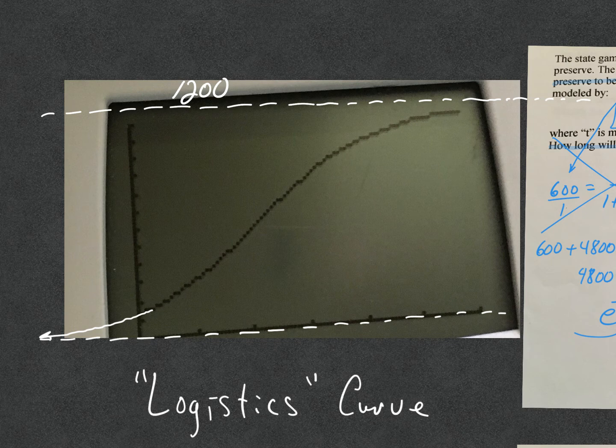And the idea here, guys, is that in this game preserve, only so many animals can survive on the natural habitat. For the food supplies and water supplies and everything else, there's some sort of maximum number of animals that could survive. Okay?